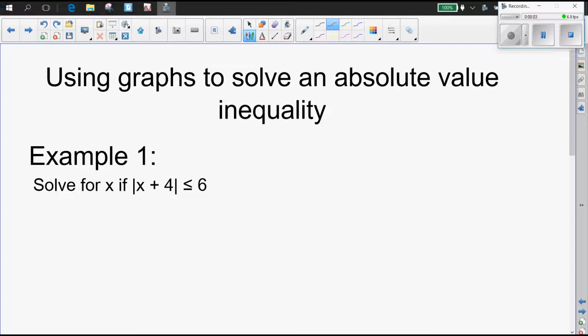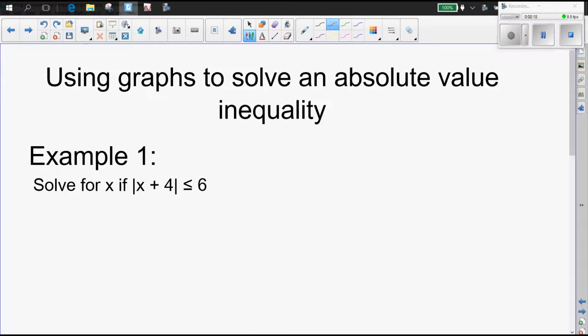Using graphs to solve an absolute value inequality. In example 1, we are asked to solve for x and we are given that the absolute value of x plus 4 must be less than or equal to 6. So I'm going to take my inequality and separate it into two graphs.